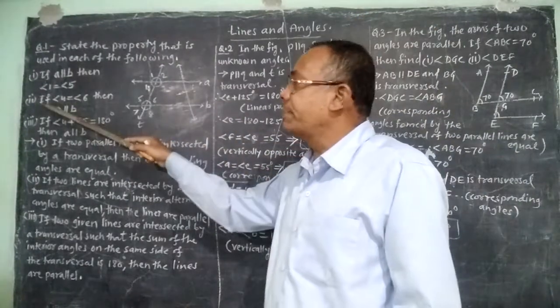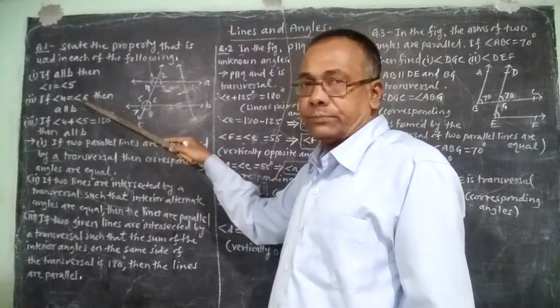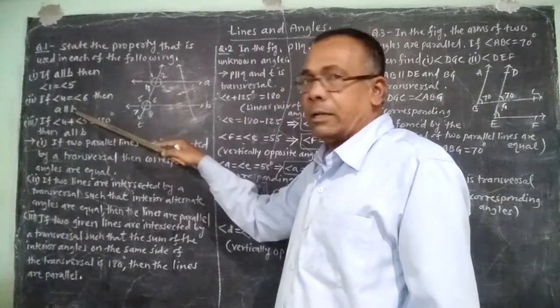Here the second example is given that if angle 4 equal to angle 6, then A parallel B.